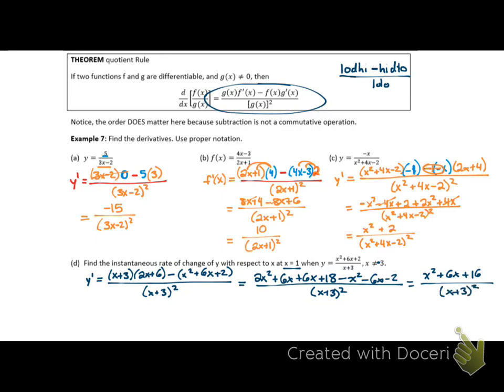Now if we want to find the derivative at 1, we're going to find y prime of 1, which means we're going to take 1 and plug it into all of those x values. That's it. So if I have 1 squared, I just have 1. If I have 6 times 1, we just have 6 plus 16 all over 1 plus 3 is 4 squared. And then 16 plus 6 plus 1 is 23, so we get 23 over 16.